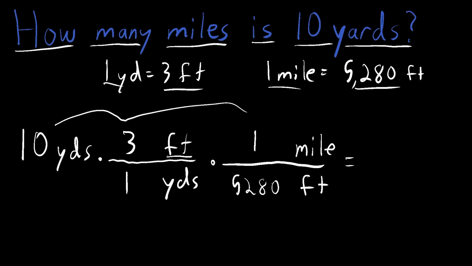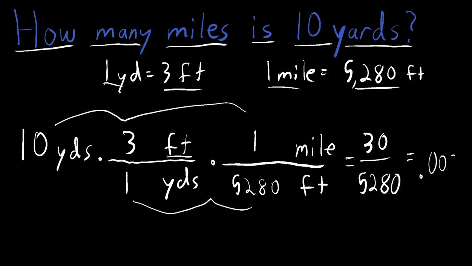Then this is sometimes where people get tripped up, but what you're going to do is just multiply everything on the top and then divide by what's on the bottom. So on the top, you're going to have 30, and it's going to be over 5,280. We got that because 10 times 3 times 1 equals 30. 1 times 5,280 is just 5,280. And then this is going to come out to 0.0057.